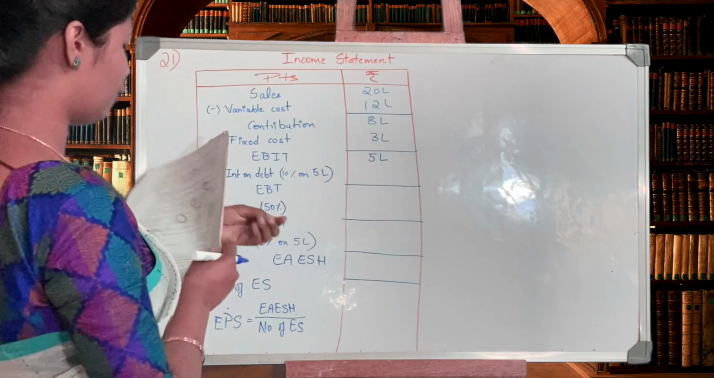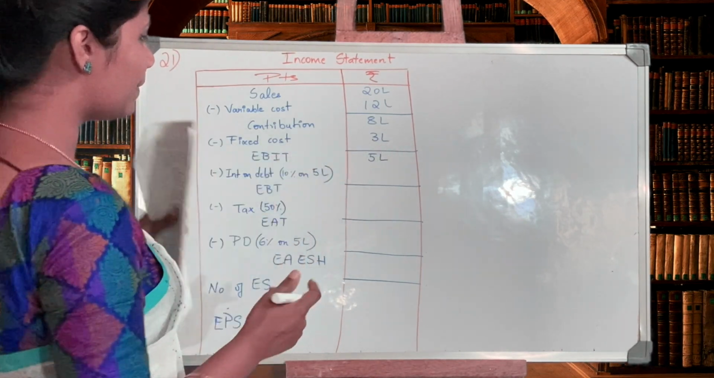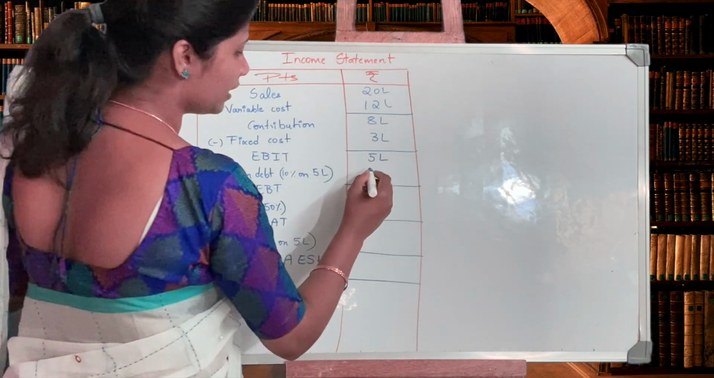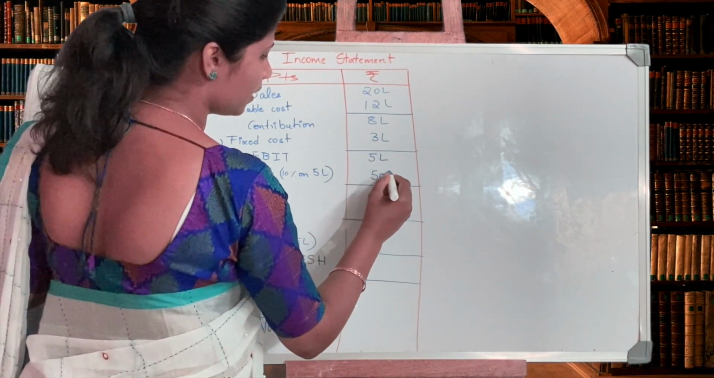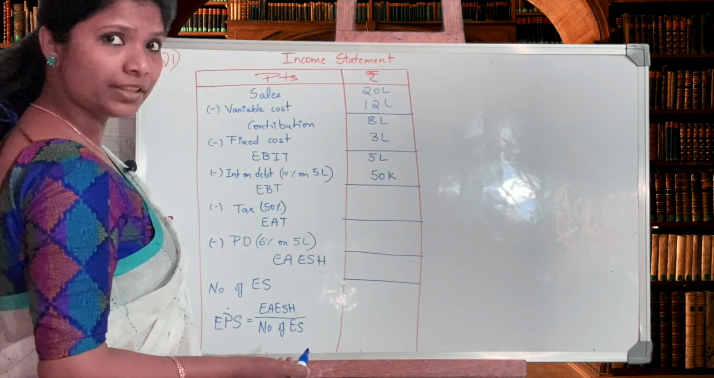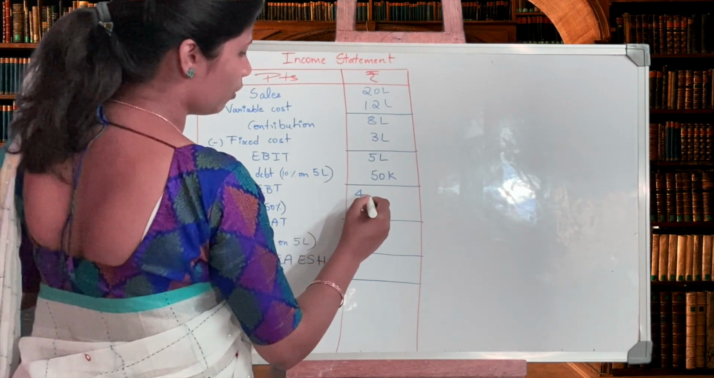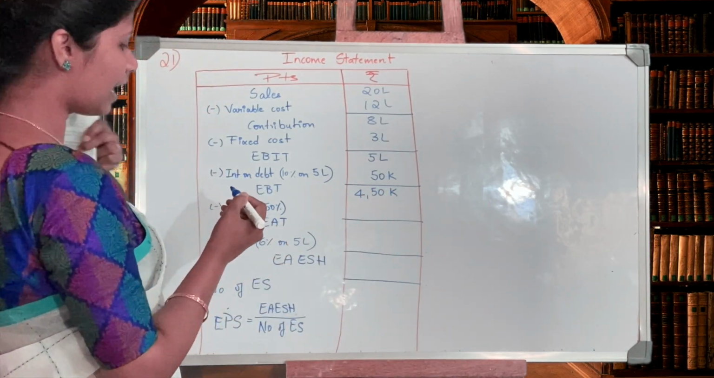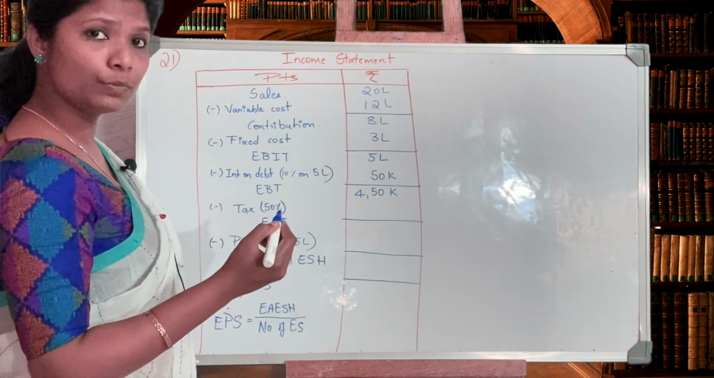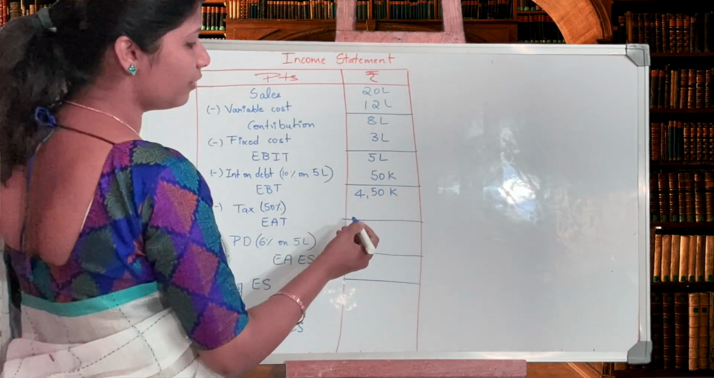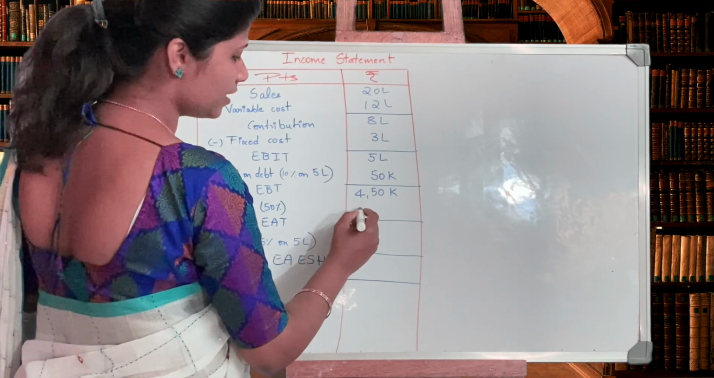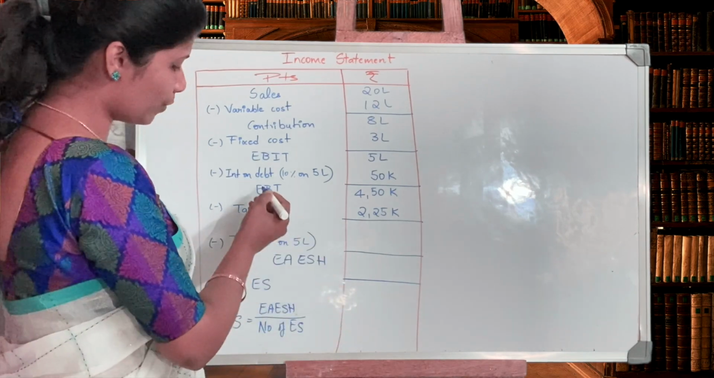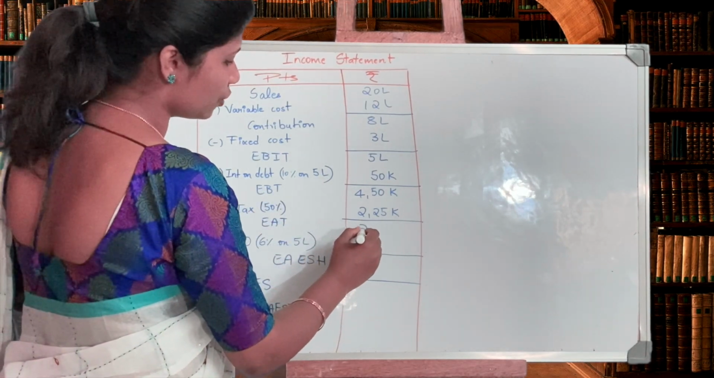So interest on debenture, what is the debenture value? Debenture value is 5 lakh. So 10% on 5 lakh is 50,000 rupees. So 5 lakh minus 50,000 rupees will give you 4 lakh 50,000 rupees. Next comes the tax rate. Tax rate is assumed to be 50%. So half of 4 lakh 50,000 is 2 lakh 25,000 rupees.